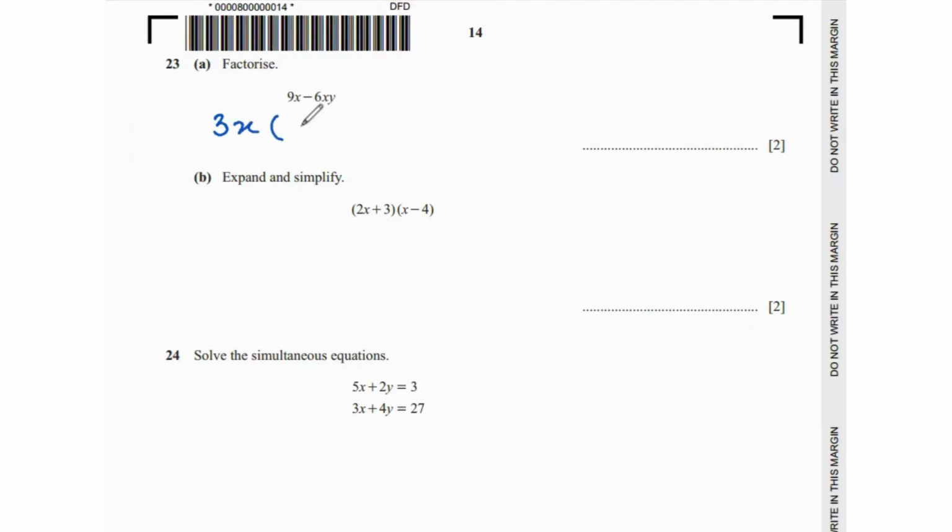So 9x divided by 3x is 3. 6xy divided by 3x is minus 2y. So that's your answer. In the next part, they're asking us to expand and simplify.